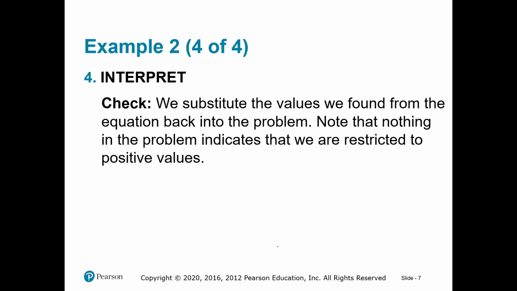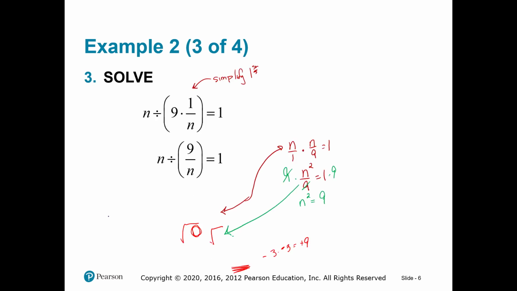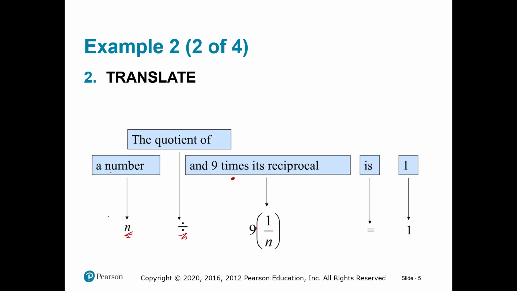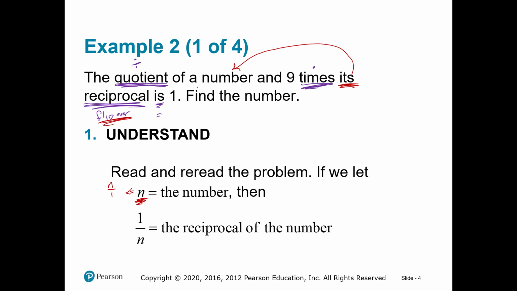We have to make sure that our answers work. And notice something. Back to the original problem. It said the quotient of a number and 9 times its reciprocal is 1. Find the number. Did they say anything? Did they say anything about this number being positive or negative? No. Which means it can be both.